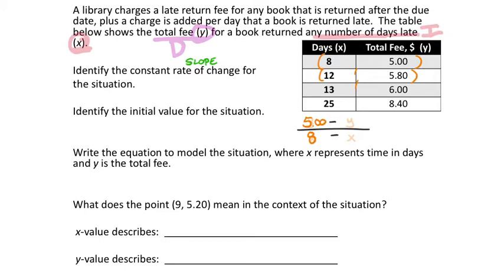Let's see, we got 8, 5, and then I said we would use 12 and 5.80. Okay, so again, this is just something that we plug directly into the calculator, and then it will give us the slope, okay? So we got 5 minus 5.8, and I'm using the fraction button, 8 minus 12 there. Oh, I got 0.2, okay? 0.2, you could say 0.20. Since it's a rate of change, we can put labels on this. This is dollars per, I guess, day late.